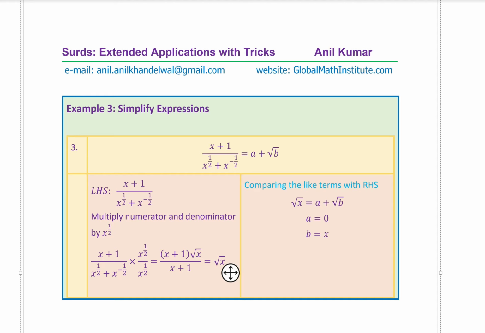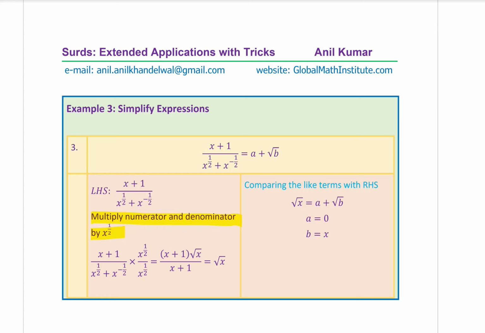Example 3. (x plus 1) over x to the power of half plus x to the power minus half is a plus square root b. So let's find how to solve this. The best way to solve this particular question is to multiply the numerator and denominator by square root of x, which is x to the power of half.